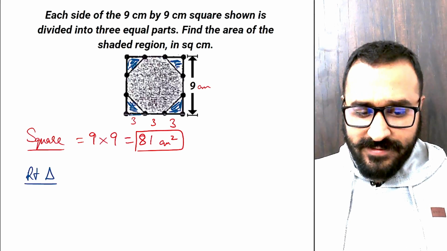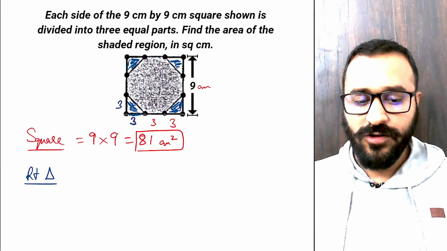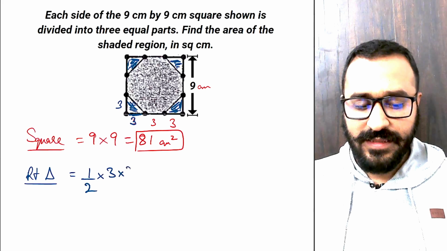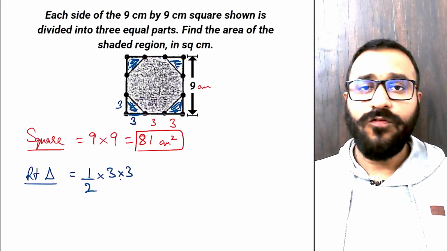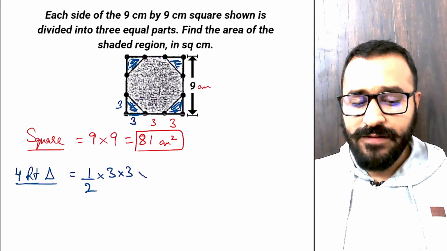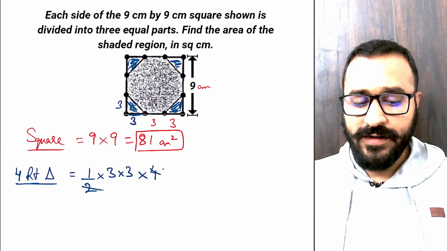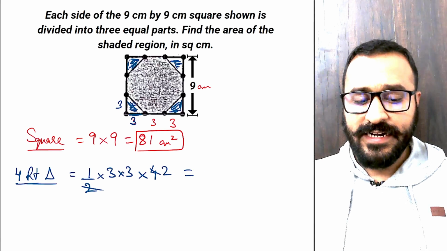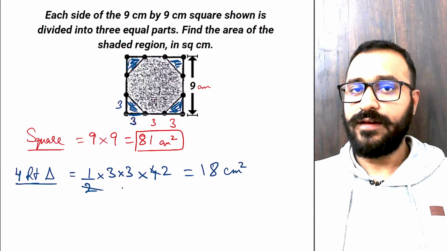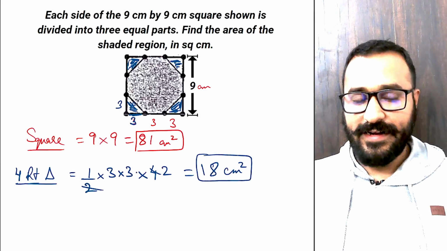So the base of this right triangle is 3 centimeter and height is also 3 centimeter. So area will be half times 3 times 3. Correct. So this is the area of one right triangle. What will be the area of four right triangles? I will multiply it by 4 because all four are equal. So 2 and 4 will get cancelled out and I will get 3 times 3 9, 9 times 2 18 centimeter square. Correct. Now this is the area of four right triangles.